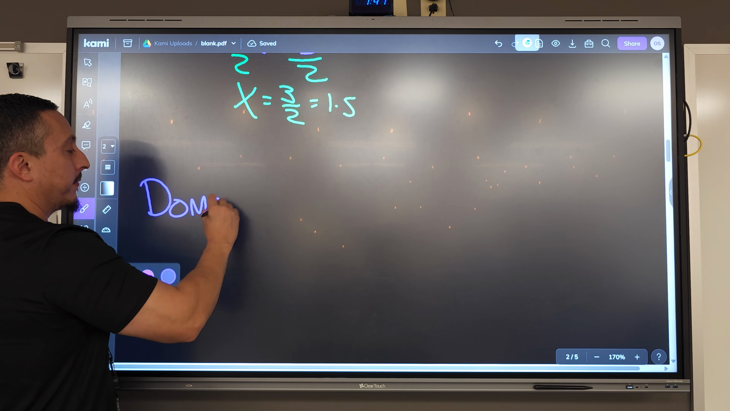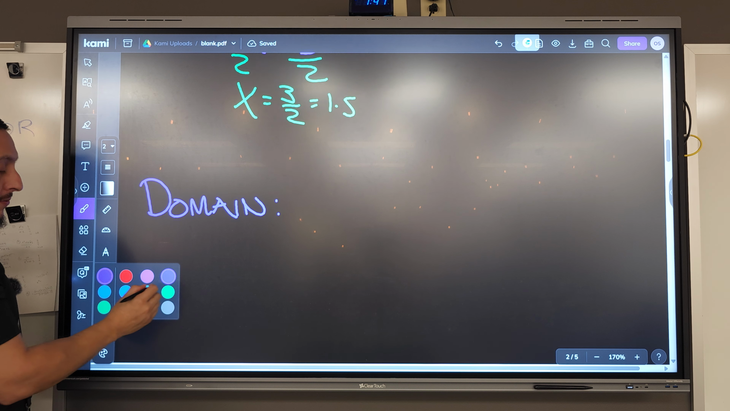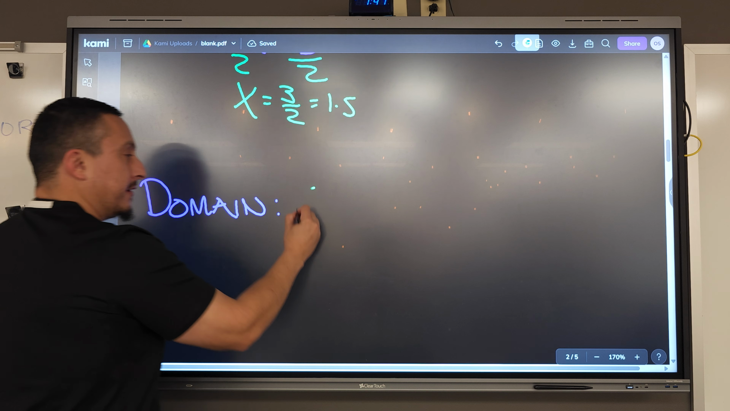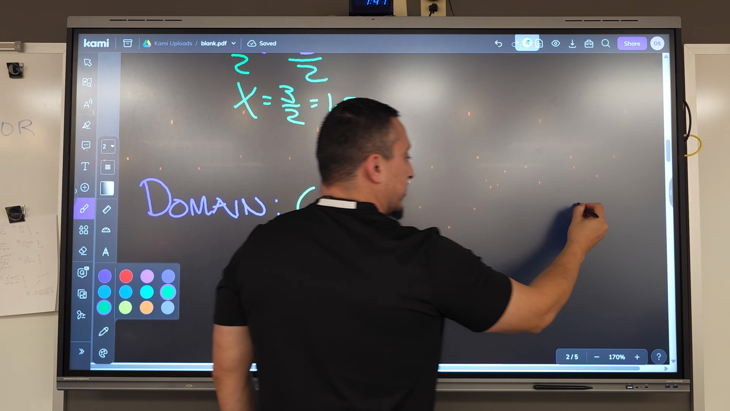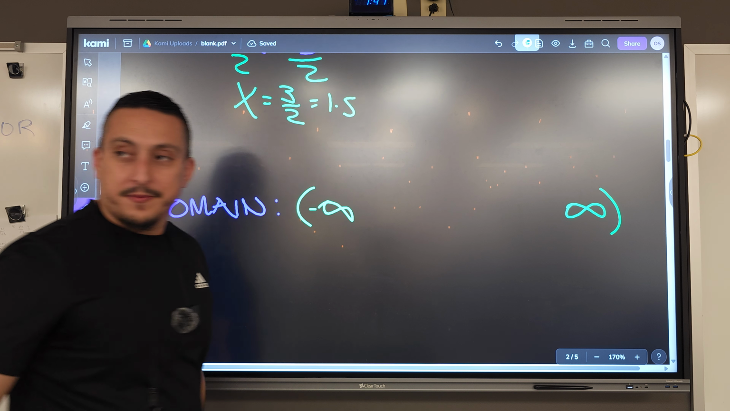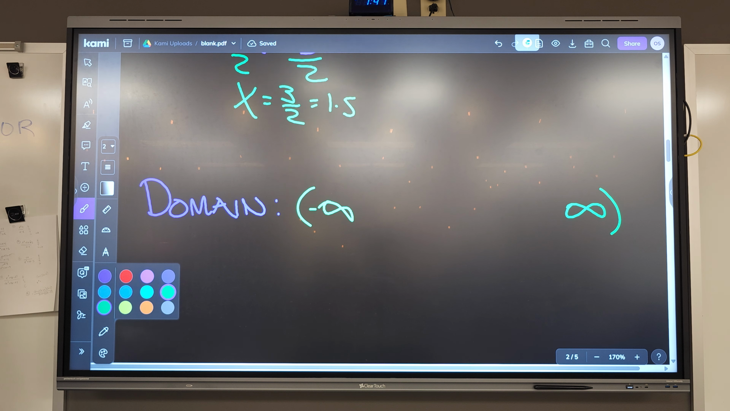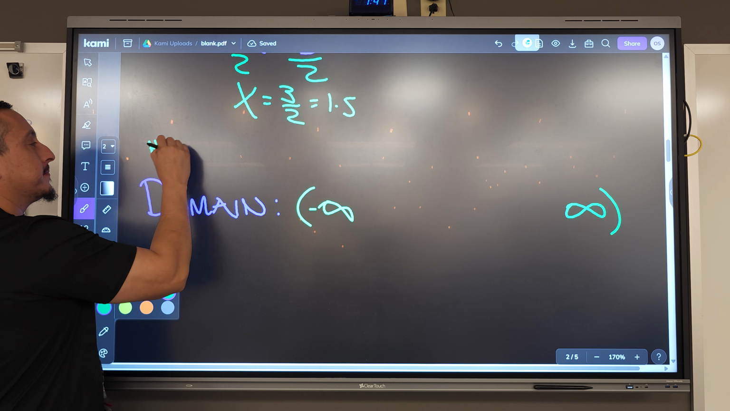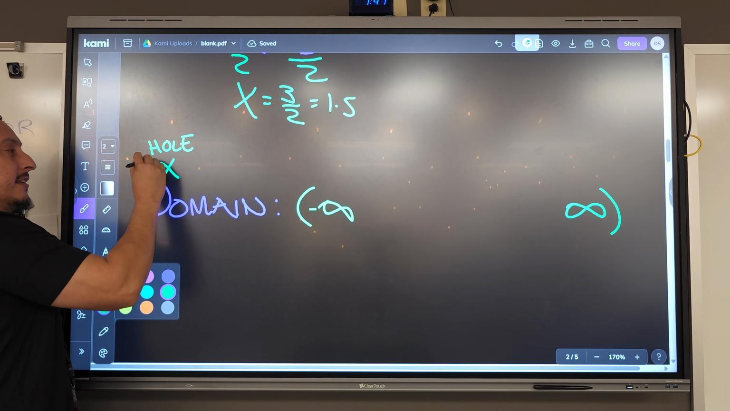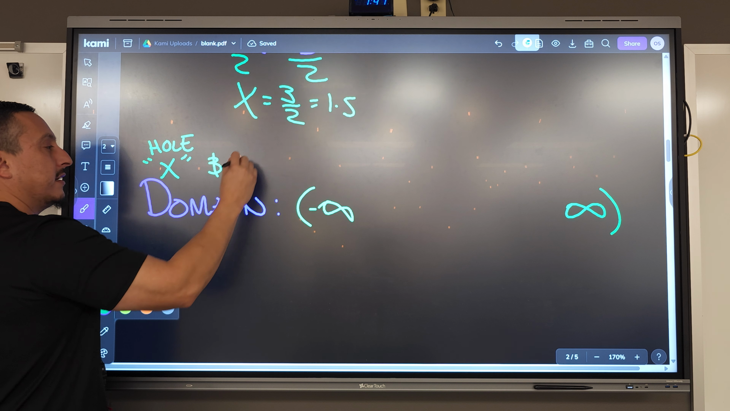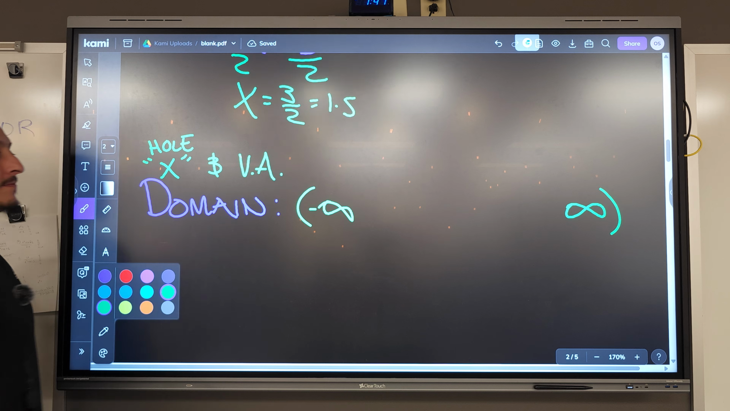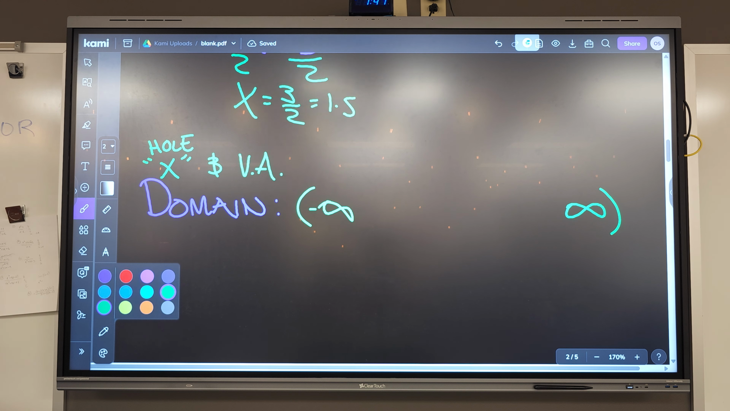Domain. Last part. So domain is from -infinity to +infinity, but you have to jump over your hole, more specifically the x of the hole and the vertical asymptote. Those are the two things you jump over.